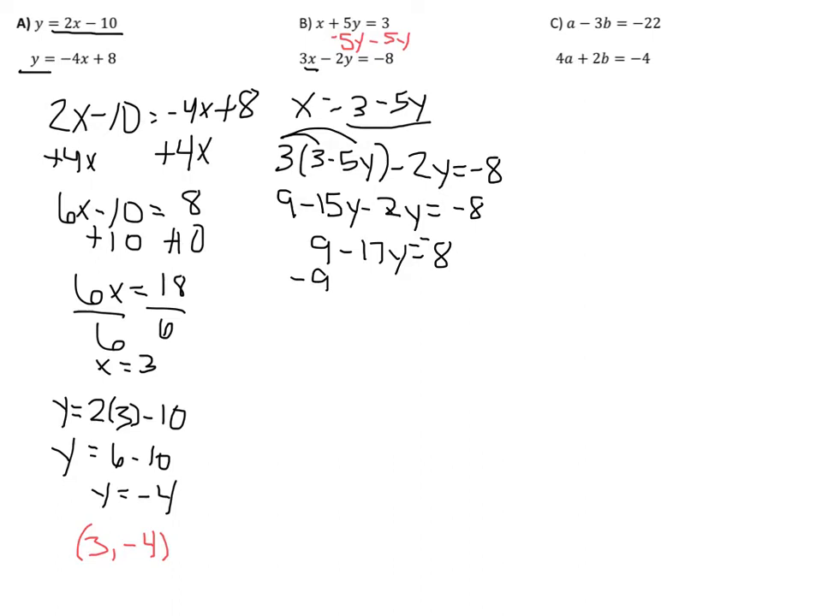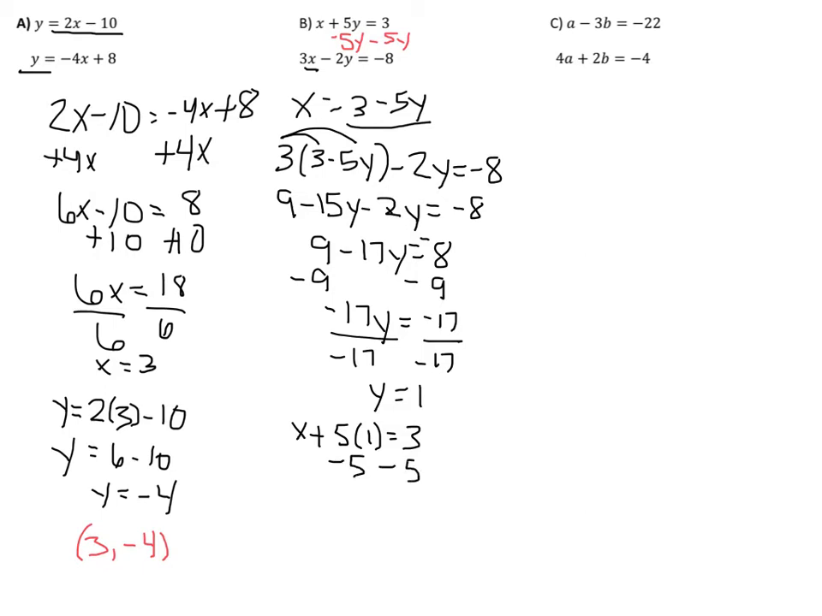Then I'm going to subtract 9 on both sides, so that I end up with negative 17y equals negative 17. I can divide by negative 17, so I end up with y equals 1. Then I can plug that back into one of the equations. I'm just going to plug it into the first one, so that I have x plus 5 times 1 equals 3. Then I'm going to subtract 5 from both sides, because 5 times 1 is just 5, and get x equals negative 2. So our solution in this case is negative 2, 1.